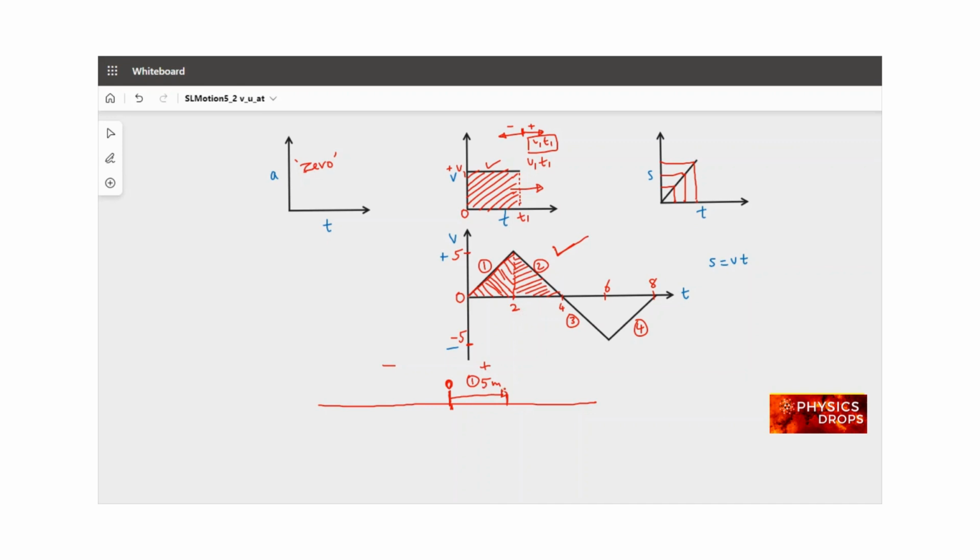So it's again 5 meters per second, 5 meters in this direction. This is what happens in phase 2. So till here, the object has moved 10 meters in the positive direction. But in phase 1, if you notice, it is accelerating. In phase 2, it is decelerating, but still it is moving in the positive direction.